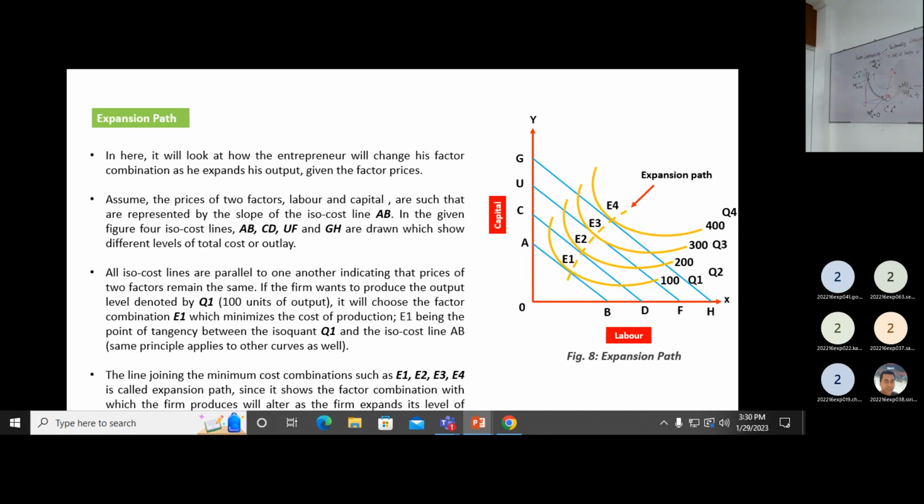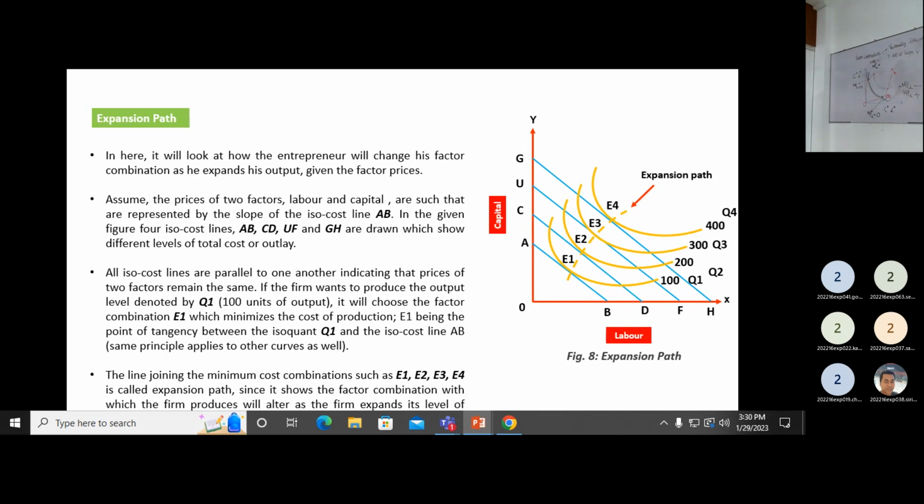Okay. So here it looks at how the entrepreneur will change his factor combination as he expands his output given the factor prices. We know that the factor prices are given, and we are going to look at what is the minimum cost factor combination to produce a given level of output. So here it says, assume the prices of the two factors, labor and capital, are such that they are represented by this particular line AB, the isocost line. In the given figure, four isocost lines are there. First one is AB, second one is CD, the other one is EF, and the other one is GH. All isocost lines are parallel to one another, indicating that the prices of the two factors remain the same.